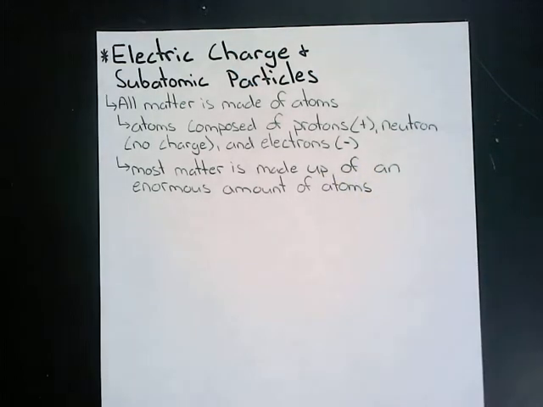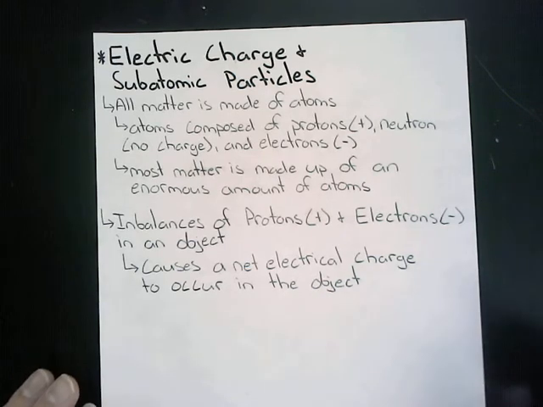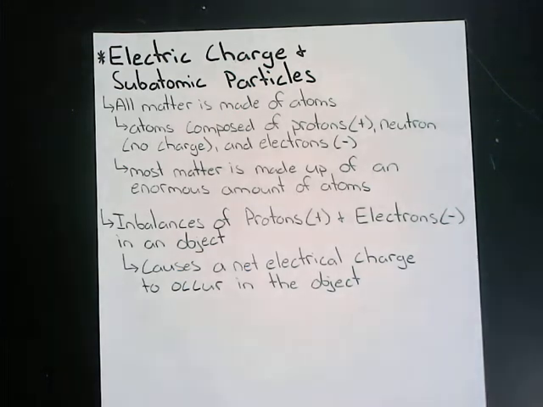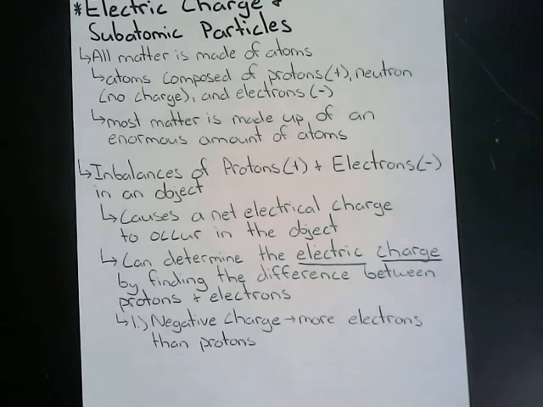And what that means for us is we're going to have a lot of charges that get transferred back and forth between one object and another. Now, what happens if we have an imbalance of protons and electrons in a certain object? If we have this imbalance of protons to electrons, we get a net electrical charge. And that charge is determined by the difference between the protons and the electrons. A negative charge is going to occur when there are more electrons than protons in an object, and a positive charge occurs when there are more protons than electrons in an object.